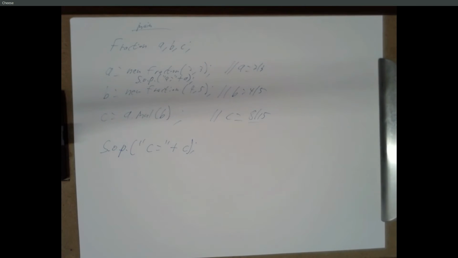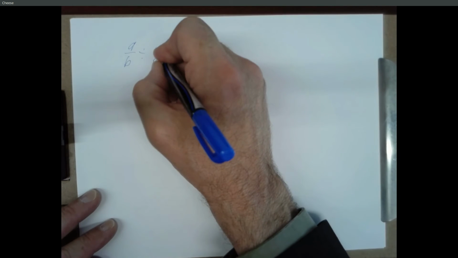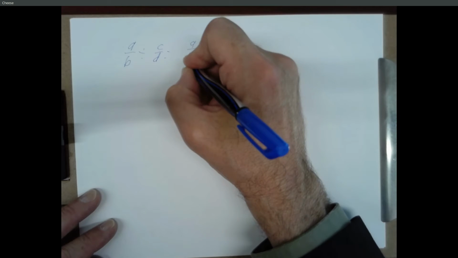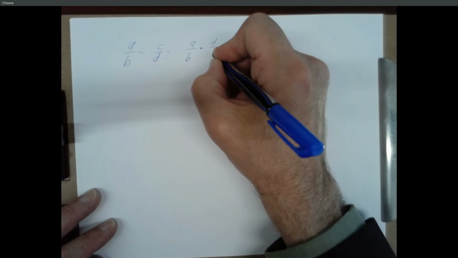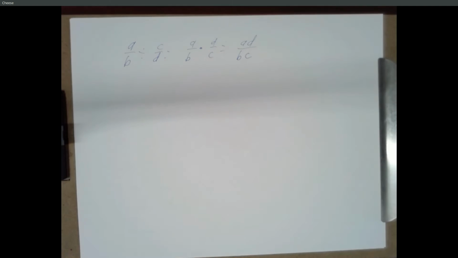Once this works, now you can write subtract, divide, and add. And those are fairly straightforward. Division's a little harder than multiplication. So a over b divided by c over d. So just multiply by the reciprocal and write your code accordingly.